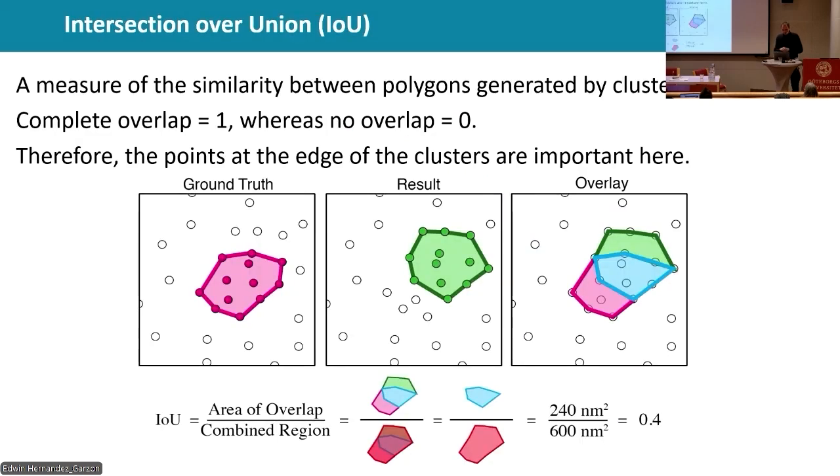About feature detection, they use the intersection over union, something that is quite well known now with deep learning. It is exactly the same idea. You create your polygon, your object, and then you compute the intersection over union. That means that here the edges of your cluster are important, not the number of localizations inside your cluster.